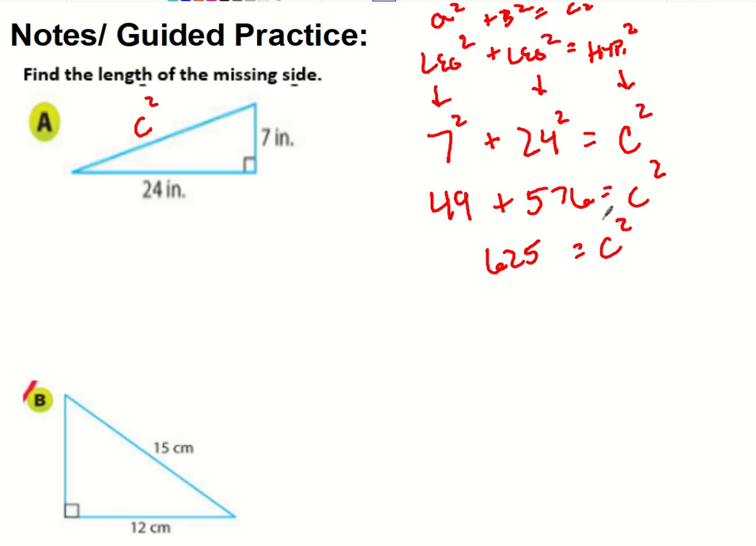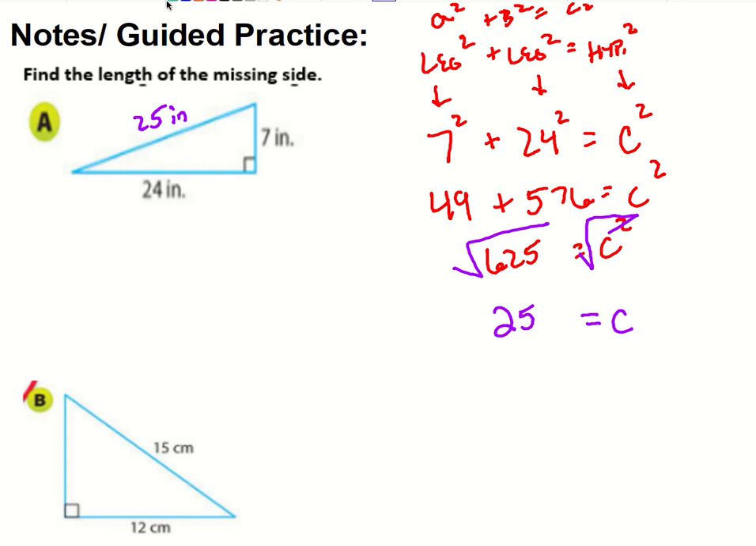Well, to figure out what times itself equals 625, I need to take the square root, because a square root is the opposite of a square. So the square root cancels out this power of 2, so I'm left with c by itself, and the square root of 625 is going to be my answer. Well, the square root of 625 is 25. So what I just figured out is that this side length right here is 25. And I'm done. There's nothing else to do. I found the length of the missing side, which is the hypotenuse in this case, and it was 25 inches. And one quick check is the hypotenuse should always be the longest side. 25 inches is the longest side, so I probably did it right.